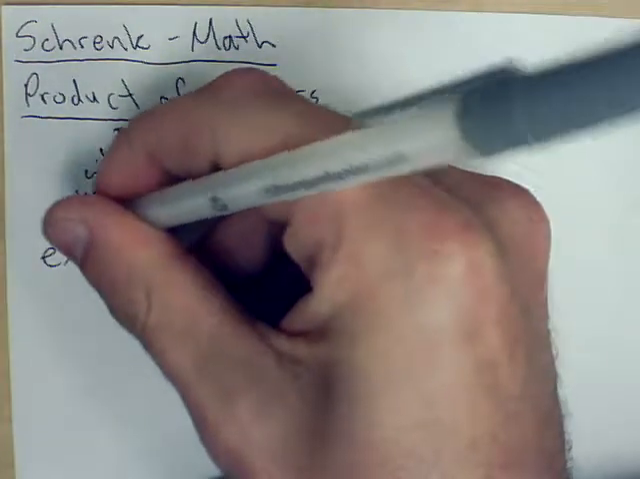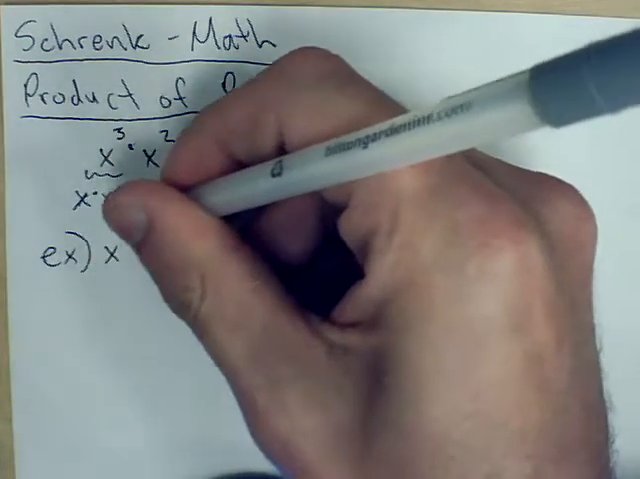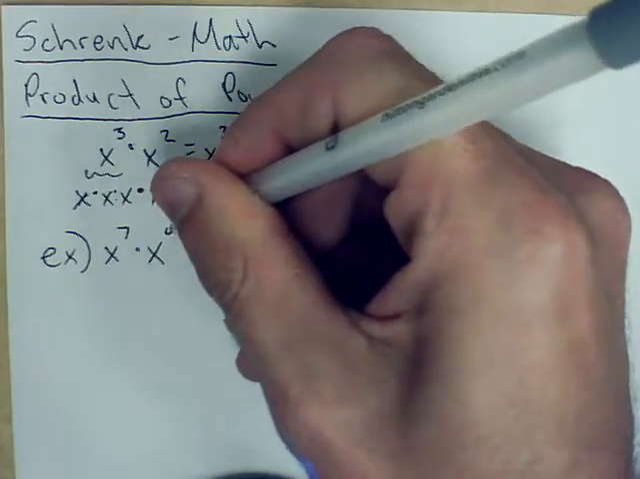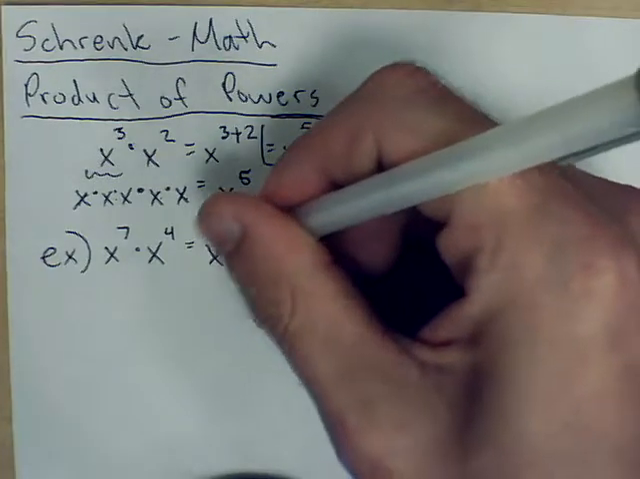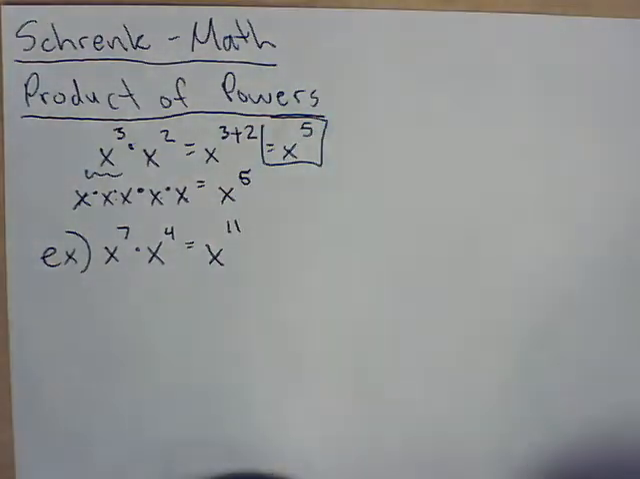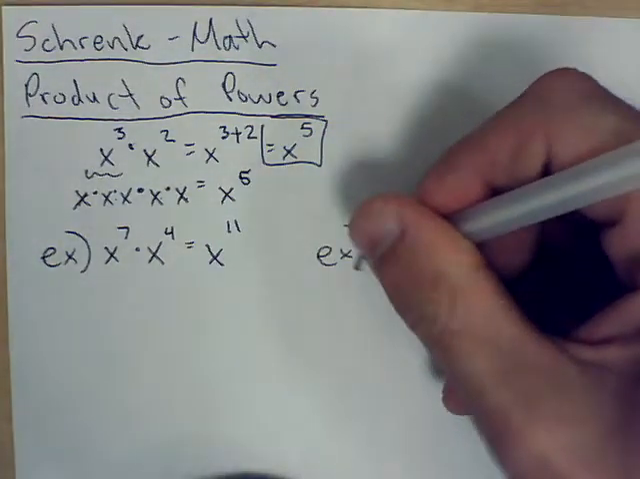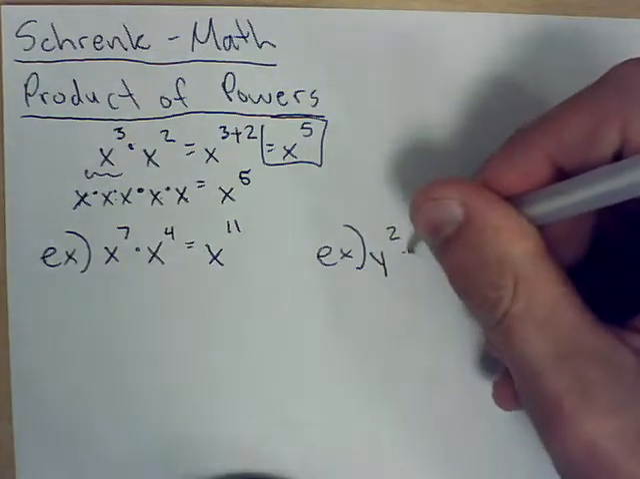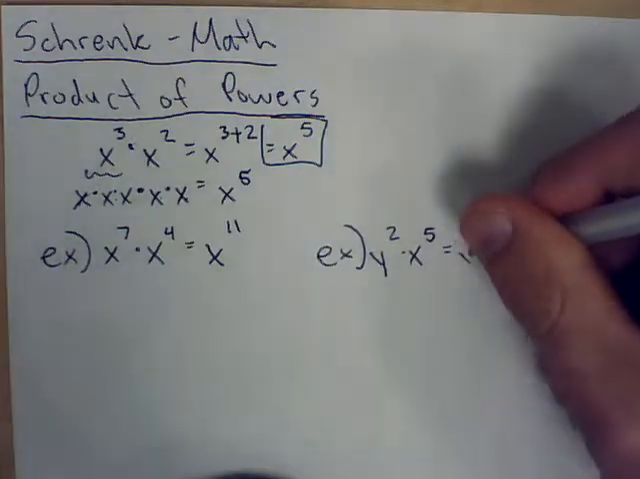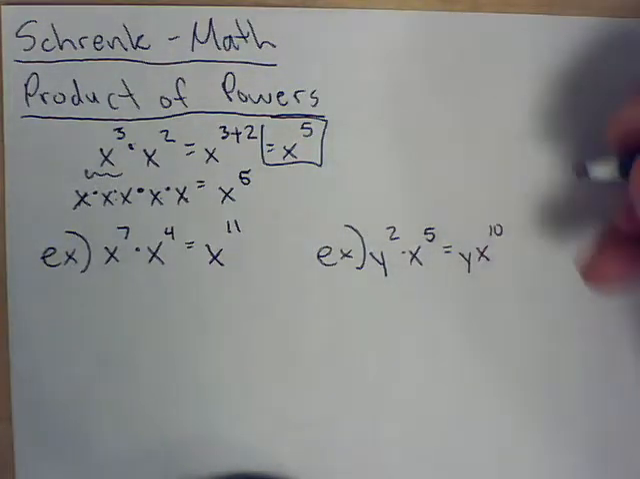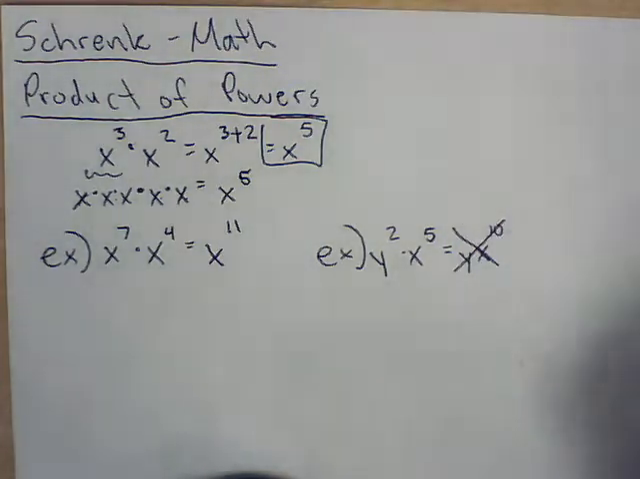So if we wanted to look at some examples, what if we had x to the 7th times x to the 4th? What are we going to get? X to the 11th. You got it. Let's look at another example. What if you had y squared times x to the 5th? As much as we'd want to say, well, yeah, that's going to be yx to the 10th, we're going to show that that can't be the case.